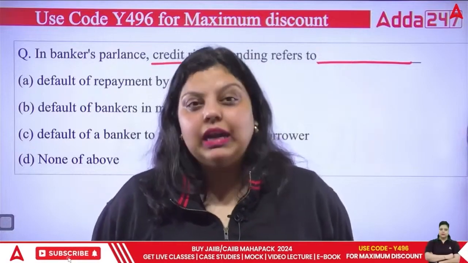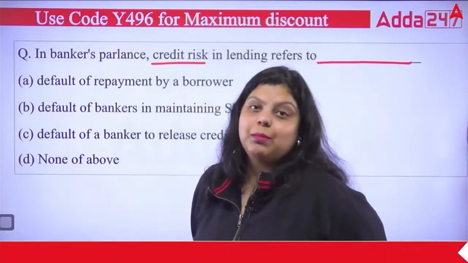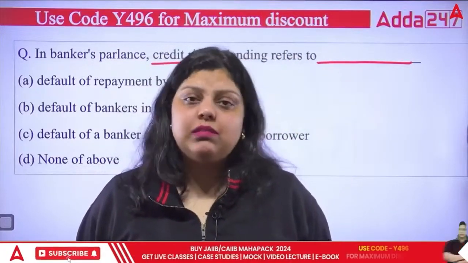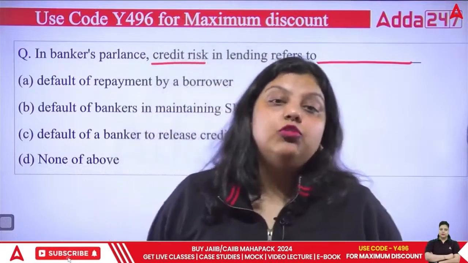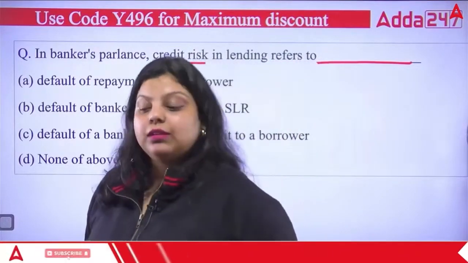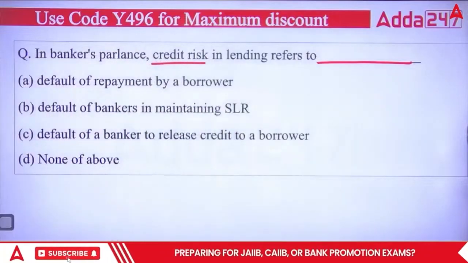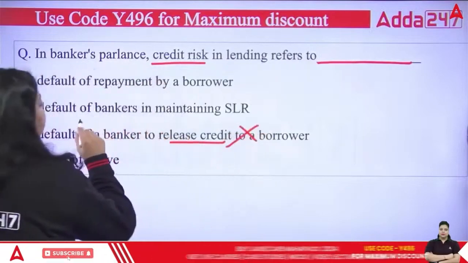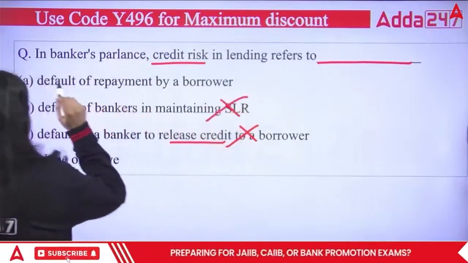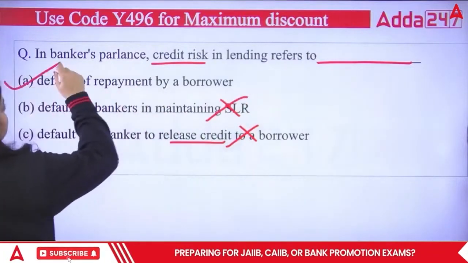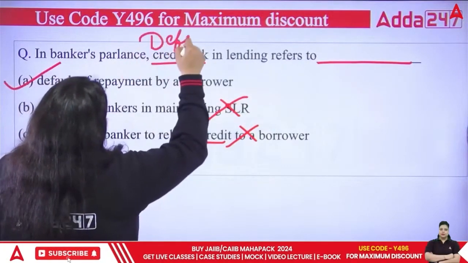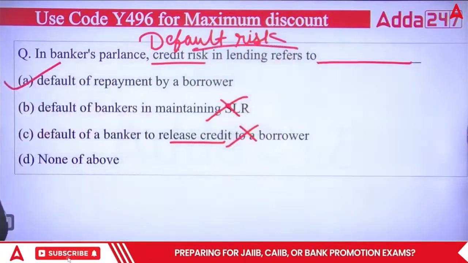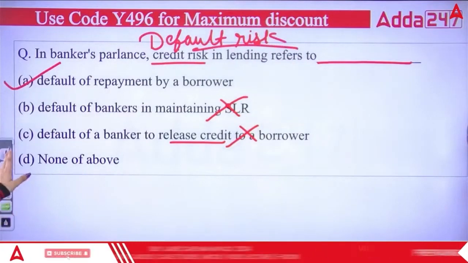If we talk about credit risk, it is simply when the bank has given a loan to the customer, but the customer is not repaying the installment, principal and interest amount on time, and is not repaying the loan and has created a default. That is your credit risk. So the fourth option is saying default of banker to release credit to the borrower. No. Default of banker in maintaining SLR? No. Default of repayment by a borrower? Yes. And do remember, credit risk is also known as default risk. The credit risk is also known as what? The default risk. So the right answer will be A.